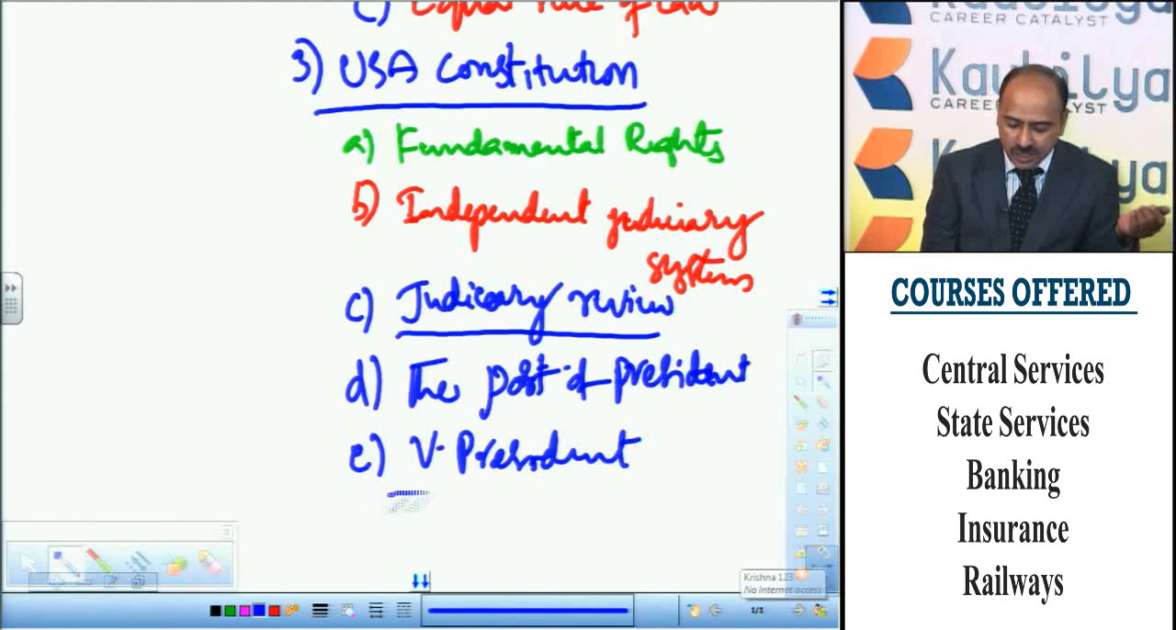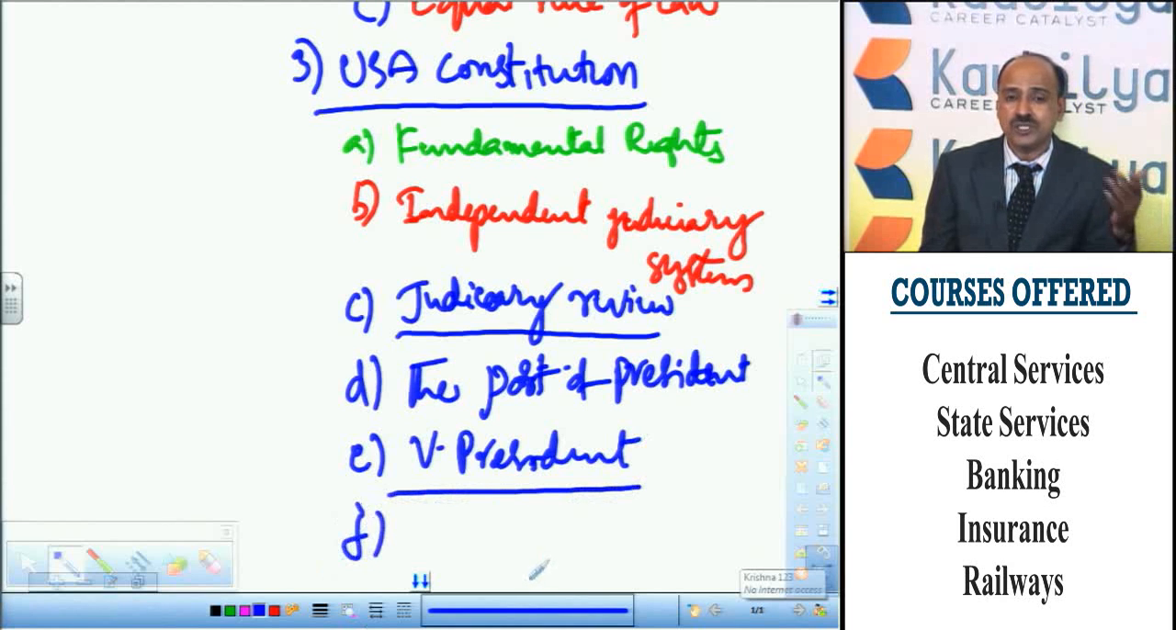Our vice president is the chairman of Rajya Sabha. The American vice president is the chairman of the Senate. Same, this concept is borrowed from the American Constitution.